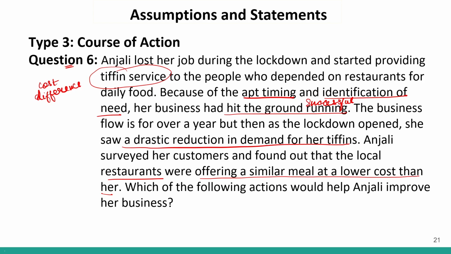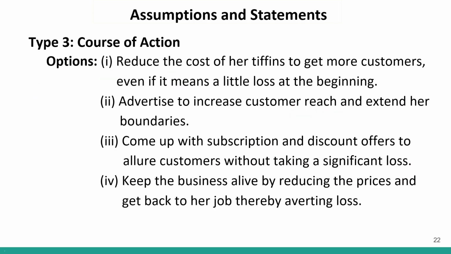Okay, we have to identify which of the following actions would help Anjali improve her business. Let us look at the courses of action. The first one is reduce the cost of her tiffins to get more customers, even if it means a little loss at the beginning. Now, this is not an appropriate course of action because why should she suffer a little loss? Can there be any other course of action through which she can get the customers back, but she does not have to bear the loss? That would be more preferable, right? Why should she bear loss to get the customers back? So, this is not an appropriate course of action.